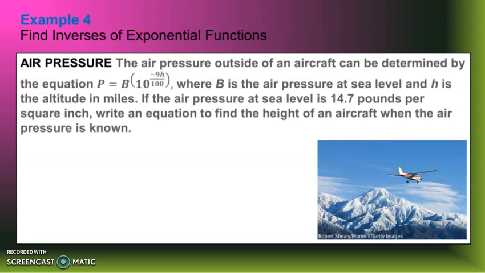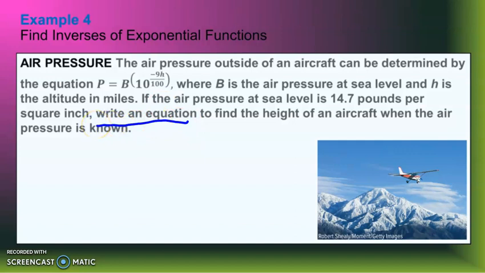So here it says, the air pressure outside of an aircraft can be determined by the equation P equals B times 10 raised to the negative 9h over 100, where B is the air pressure at sea level and h is the altitude in miles. If the air pressure at sea level is 14.7 pounds per square inch, write an equation to find the height of an aircraft when the air pressure is known. So all we are doing is going to be writing an equation.